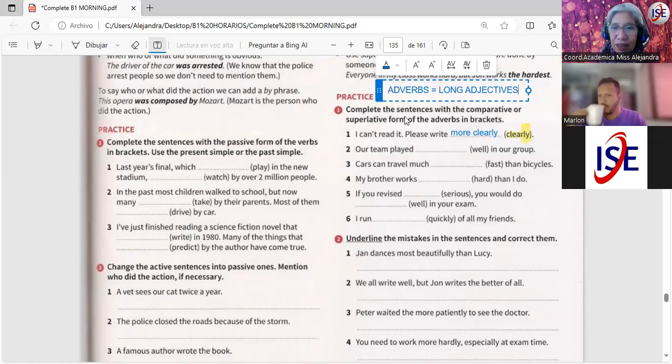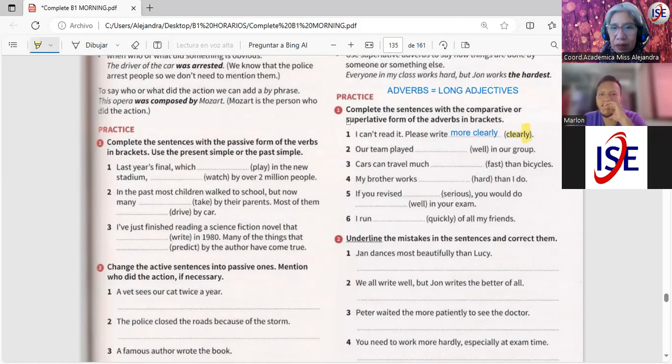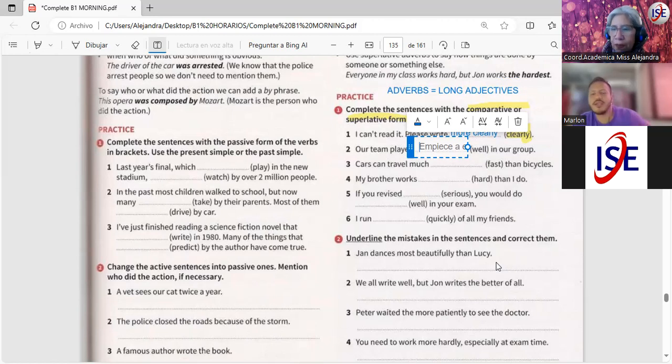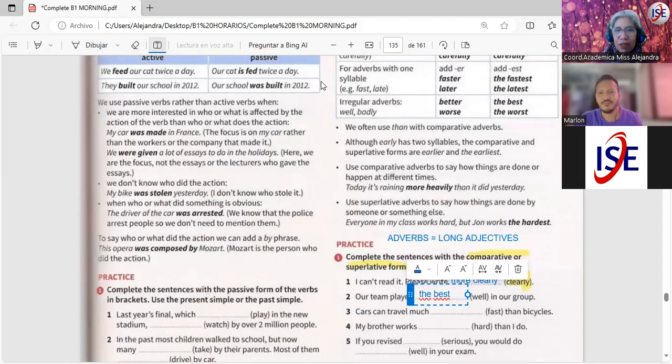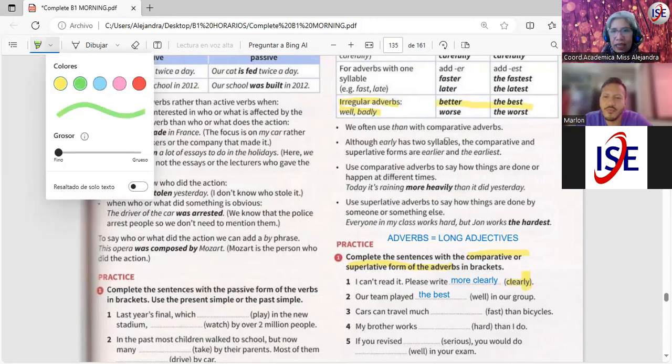Okay, notice that here we have adverbs. Superlative form of adverbs, comparative or superlative, not adjectives. Okay? So, our team player for well. The honor group is 14 player. Is the best. Because you have good adjective, well adverb. And here they say irregular adverbs, well and badly. Well, better, the best. Badly, worse, the worst.